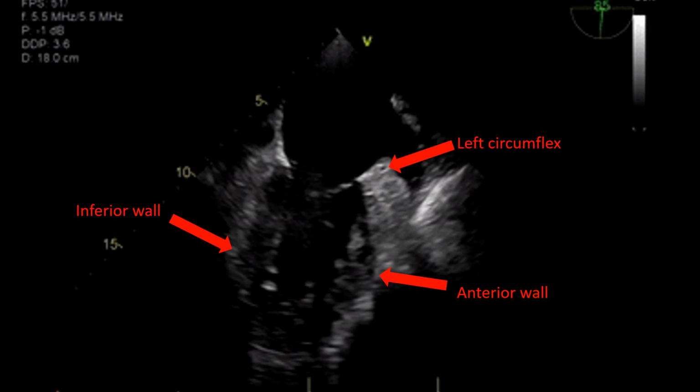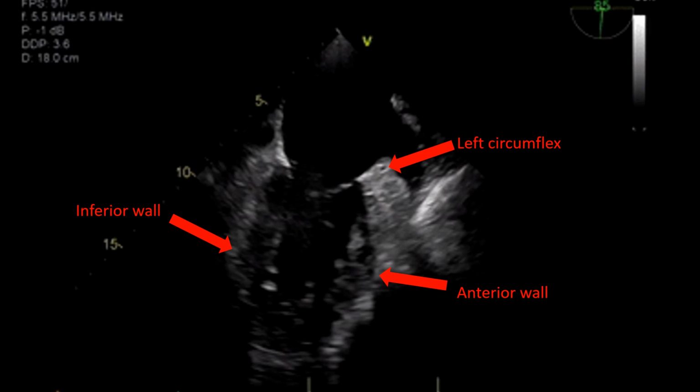The other important thing about this view is that you can see that left circumflex artery is very close to the mitral valve. So when our surgeons are doing mitral valve repairs, we worry about them kinking this circumflex artery, either throwing a stitch through it or suturing the mitral valve a little too tight and kinking that circumflex artery. And if we kink that circumflex artery, you guys should know that we're going to see lateral wall abnormalities, right? Because the left circumflex supplies the lateral wall of the heart.